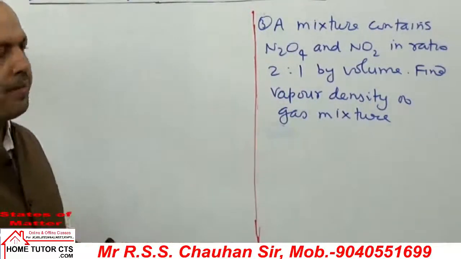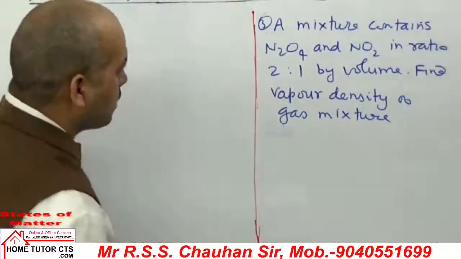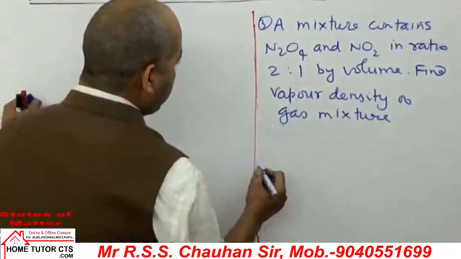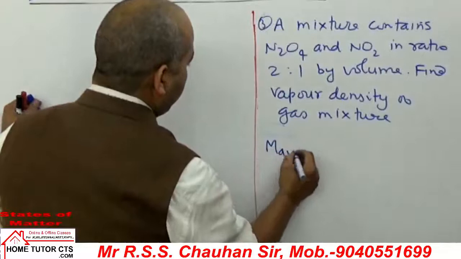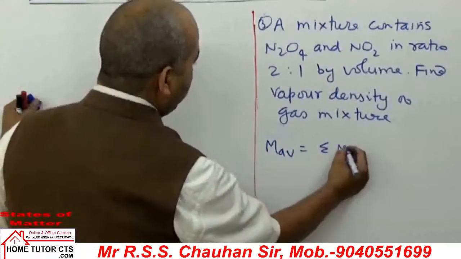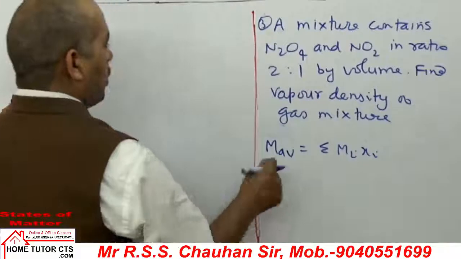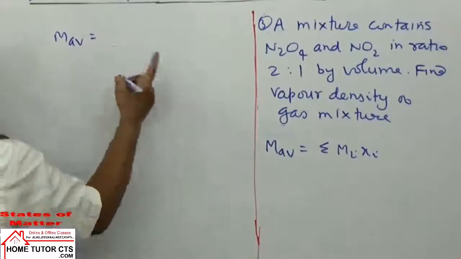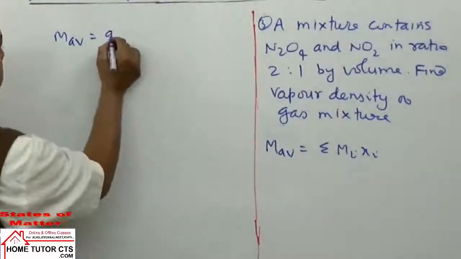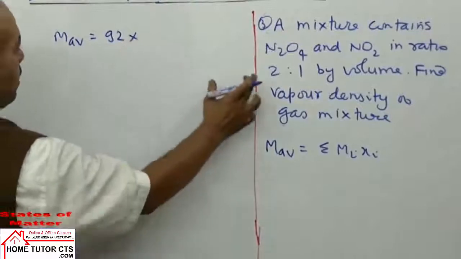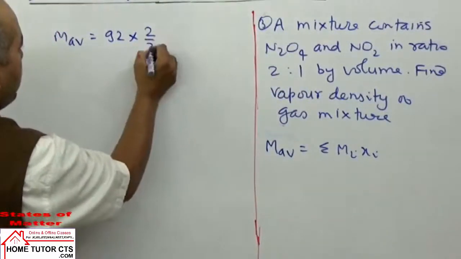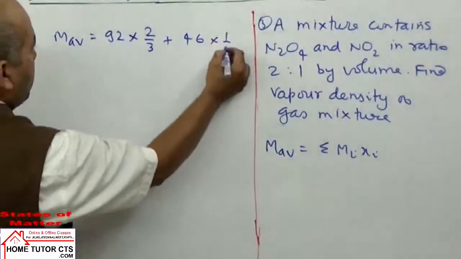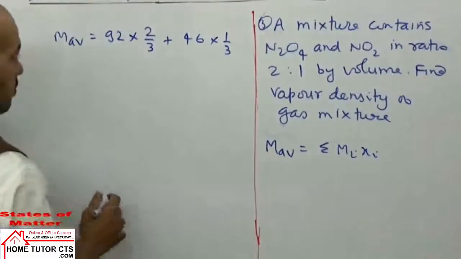So it's a very easy question. आपको दिया है mole ratio, so we can find in this case the average molar mass of the gas mixture. What is the average molar mass of the gas mixture? By the relation, summation of molar mass into mole fractions of the mixture. You can use this formula here. N2O4 has molar weight 92. What is the mole fraction of N2O4? 2/3. Plus for NO2 gas, molar weight 46 into mole fraction 1/3. This gives the average molar mass.